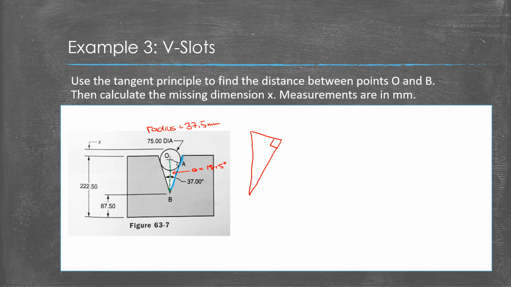Okay, so here's our triangle, and we know the angle in here is 18.5 degrees. We know this distance is a radius, so it's 37.5 millimeters, and we want to know what that distance is. We want to know a side, and we know an angle. So in order to find the other distance, we need SOHCAHTOA. Which one do we use?